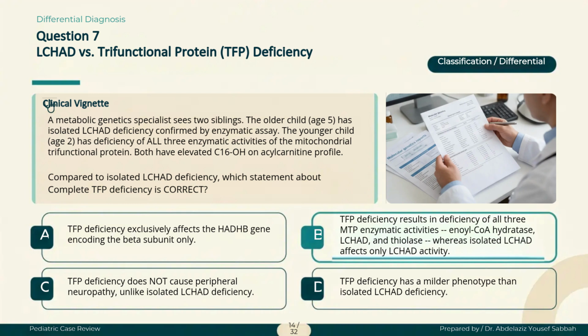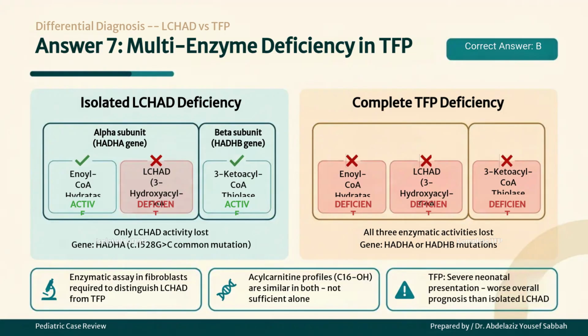Trifunctional protein deficiency has a milder phenotype than isolated LCHAD deficiency. The correct answer is option B. The mitochondrial trifunctional protein carries 3 enzyme activities: enoyl coenzyme A hydratase, long-chain 3-hydroxyacyl coenzyme A dehydrogenase, and 3-ketoacyl coenzyme A thiolase. In isolated LCHAD deficiency, only the LCHAD activity is lost, while the hydratase and thiolase remain active.